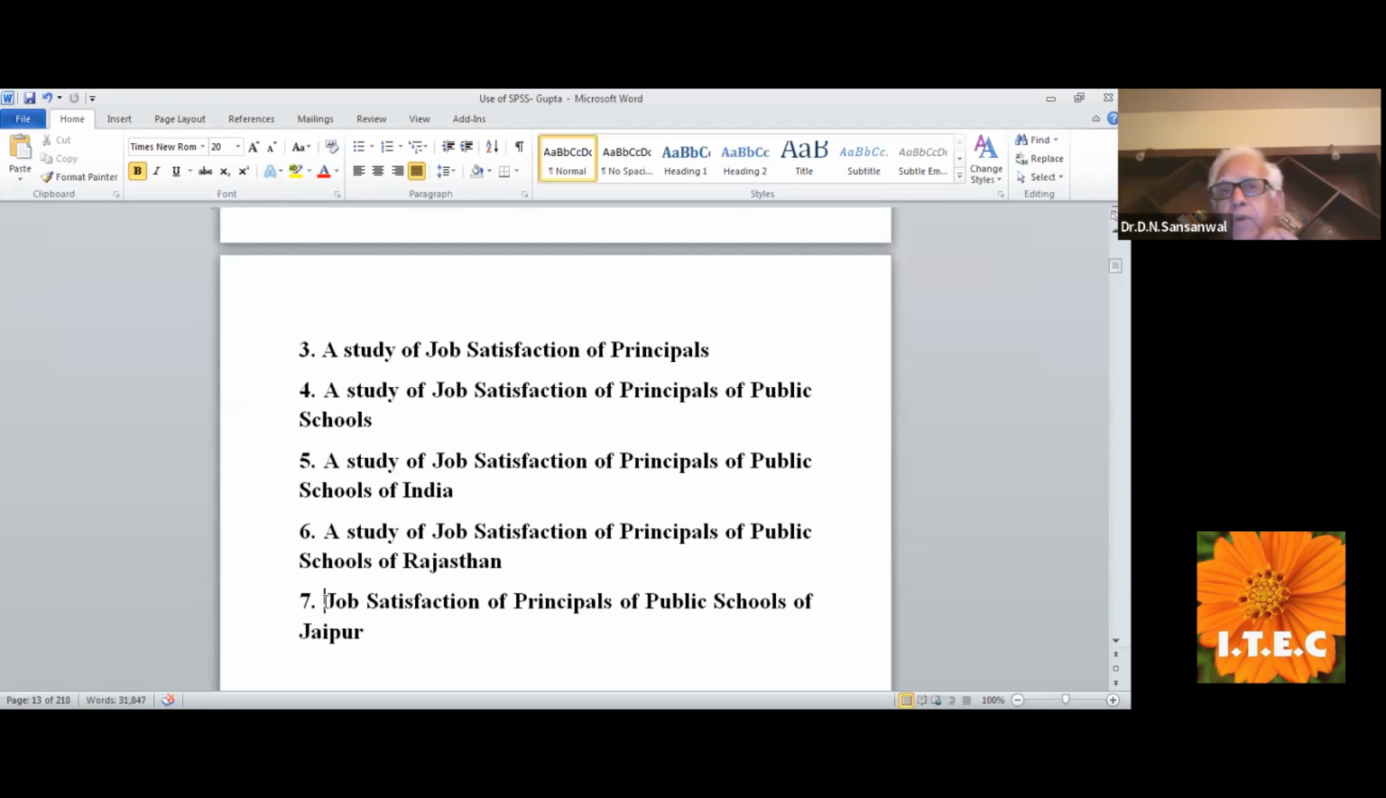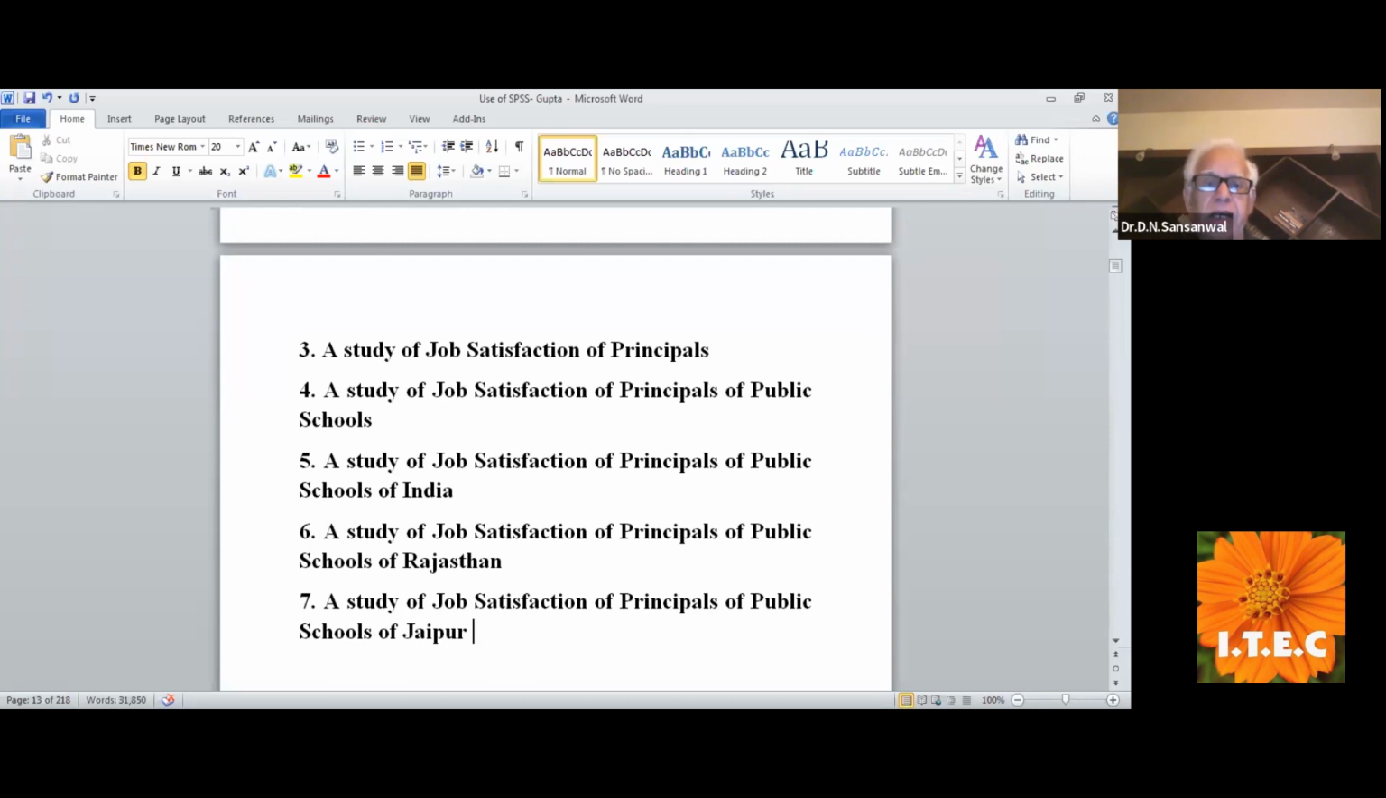Now this, because once you have collected the data and analyzed the data, then you will be able to talk about the job satisfaction of principals. So this can be the title of a paper, but for the research it will be: A study of job satisfaction of principals of public schools of Jaipur.